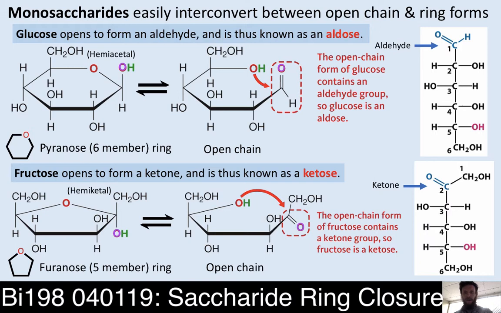You can see here in the glucose, in the open chain Fischer representation, that the double bond O is at the end of the sugar, whereas in fructose it's the second carbon in. That second carbon in is why it's referred to as a ketone. And then sugars that have these ketone groups are what we call ketoses.